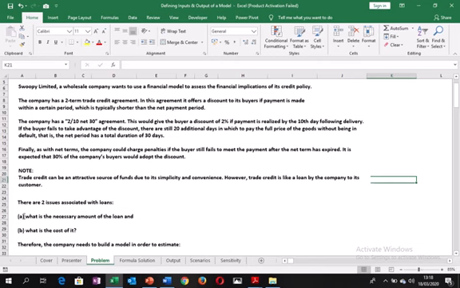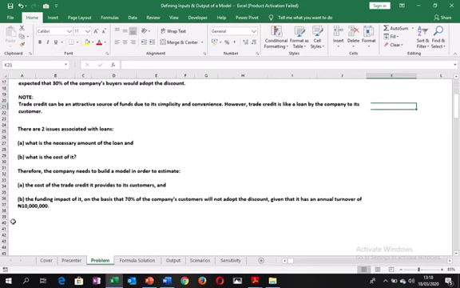So that's in answering the question: what is the cost of it? Therefore, the company needs to build a model in order to estimate the cost of the trade credit it provides to its customers. So that has been answered.